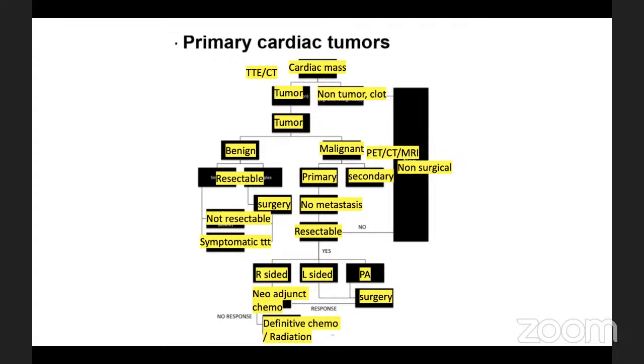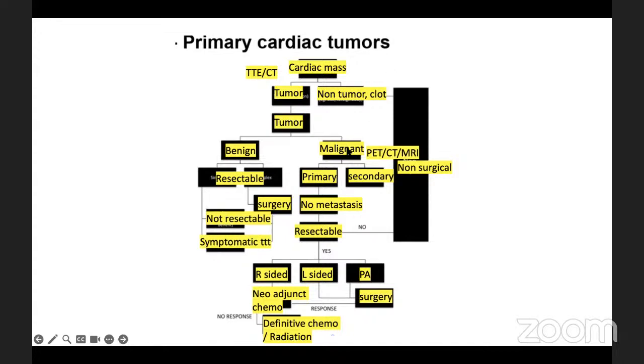You can do an MRI or CT scan. Plus, you want to rule out metastasis if it's highly suspicious of malignancy. If it's benign, then we see, well, this is an easy mass. It's resectable, it's not invading a vital structure, then we send this patient for surgery. If it's not resectable and it's benign, we do medical treatment.